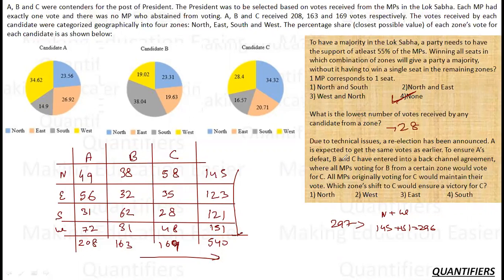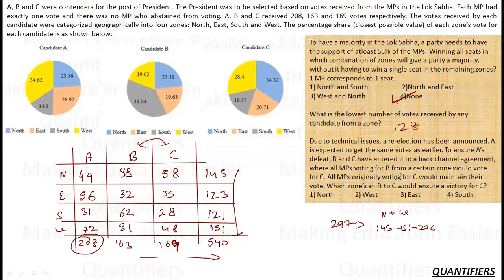Okay. 28. Last one. Due to a technical issue, a re-election has been announced. A is expected to get the same votes as earlier, so A will be getting 208 again. Now, to ensure A's defeat, B and C have entered into a back-channel agreement. So B and C are collaborating. Now, what will happen in collaboration? All the MPs voting for B from a certain zone, from any one zone, would vote for C. So either 38 or something will go.